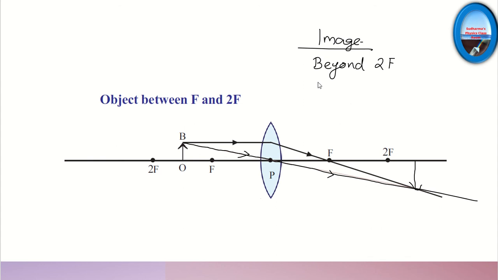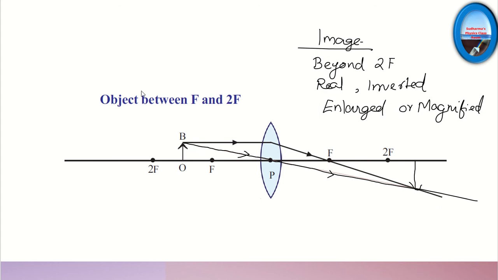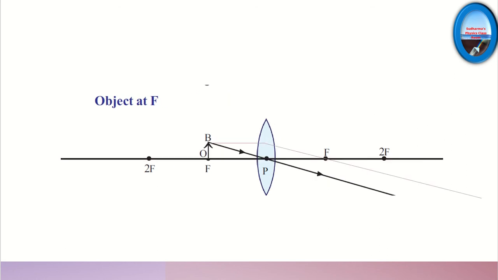Image is beyond 2F. The rays are meeting, so this is real, inverted. Then it is bigger, we can say enlarged or magnified. Both words are fine. We are getting a bigger image compared to the object. So when the object is between F and 2F, the image is magnified. It is beyond 2F. It is real and inverted.